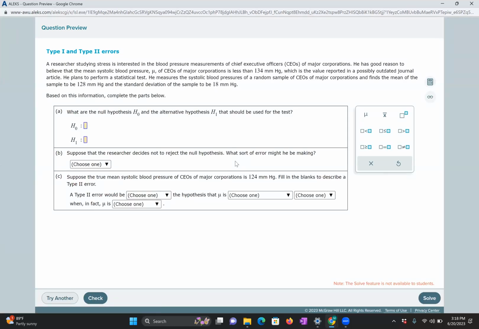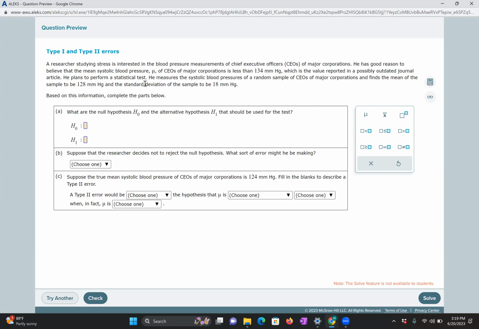And try example 2 is probably more of the same, but just in case, let's take a look at it. Okay, same type 1, type 2 error type question. So this one is saying a researcher studying stress is interested in the blood pressure measurements of the chief executive officers, CEOs of the major company corporations. He has good reason to believe that the mean systolic blood pressure mu is less than 134.